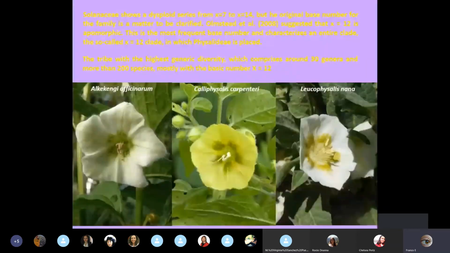As we know, Solanaceae shows a diploid series from X7 to X14, but the original base number for the family is a matter to be clarified. Olmstead suggested that X12 is apomorphic. This is the most frequent base number and characterizes an entire clade, the so-called X-clade, in which Physalideae is placed. The tribe Physalideae has the highest generic diversity in Solanaceae, comprising around 30 genera and more than 200 species, mostly with the basic number X12.